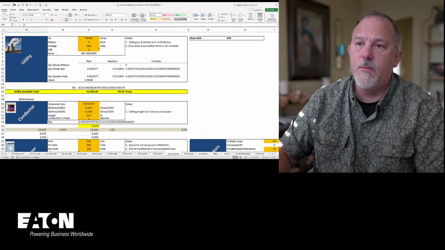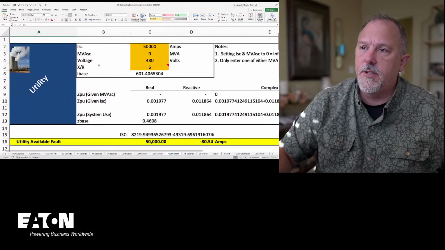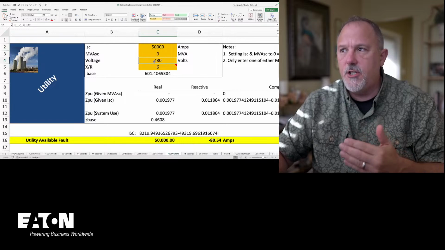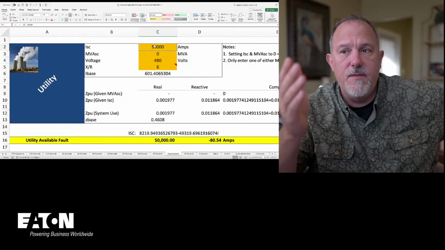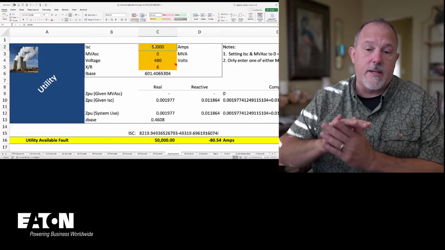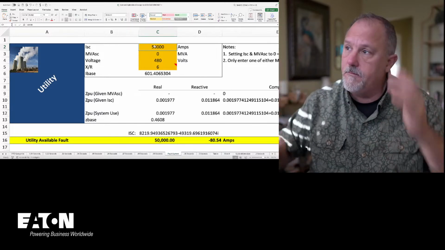So what I did was I modeled this, right? So there's our 50,000 amps. There's our voltage. The 50,000 amps, that's what we said was available upstream of this panel board. I'm calling it the utility, but it can technically be anything upstream.